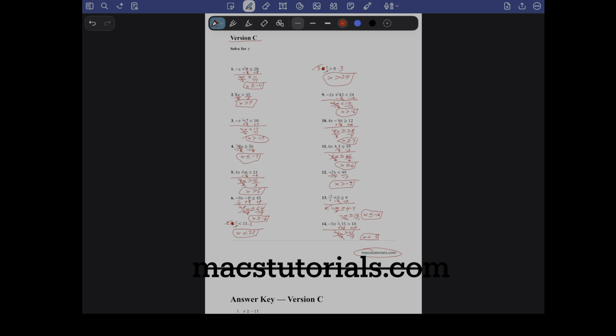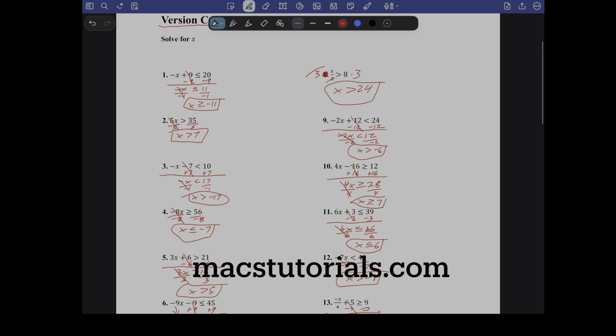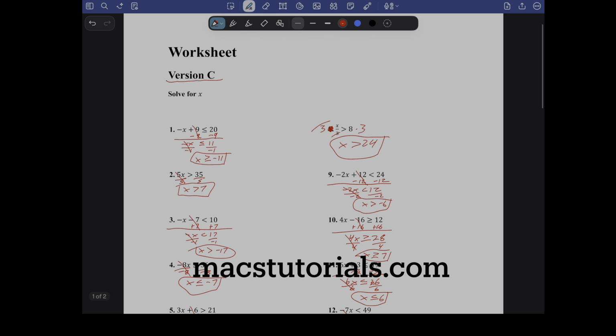So this right here is the worksheet. We're all done. Okay. So just visit Mac's Tutorials if you need more help. We've done version C. That's everything I have on here. So hopefully you got that.